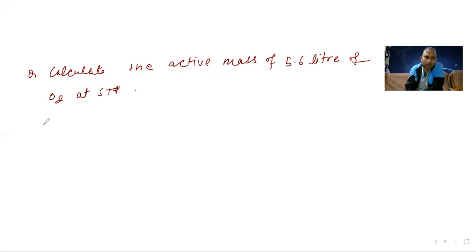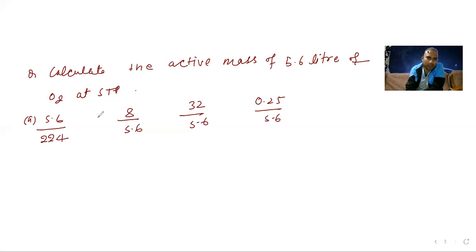So how can we solve? Options are also given: 5.6 upon 22.4, then 8 upon 5.6, 32 upon 5.6, and 0.25 upon 5.6. So this is A, this is B, this is C, and this is D. Now we are going to solve it. Solution we are making.